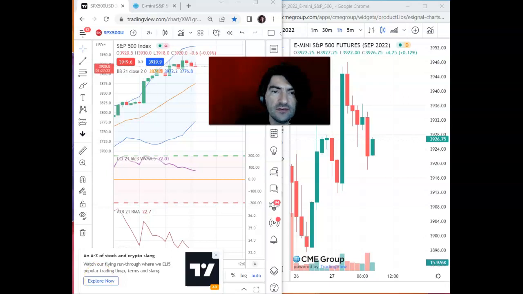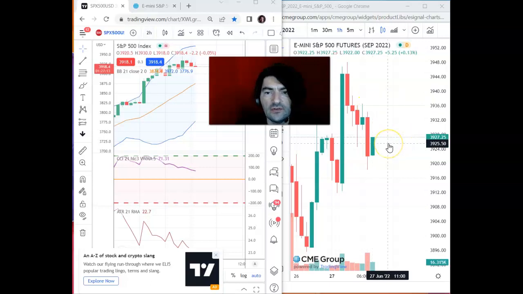The first one here on the left is the S&P in the CFD version, so the spot version, which I'm trading through Orlando. And on the right-hand side, I've got the CME version, so the futures E-mini S&P, as you can see, September expiry contract. I've got the camera back on. It's still a little bit lagging, but hopefully it won't be too much of a distraction.